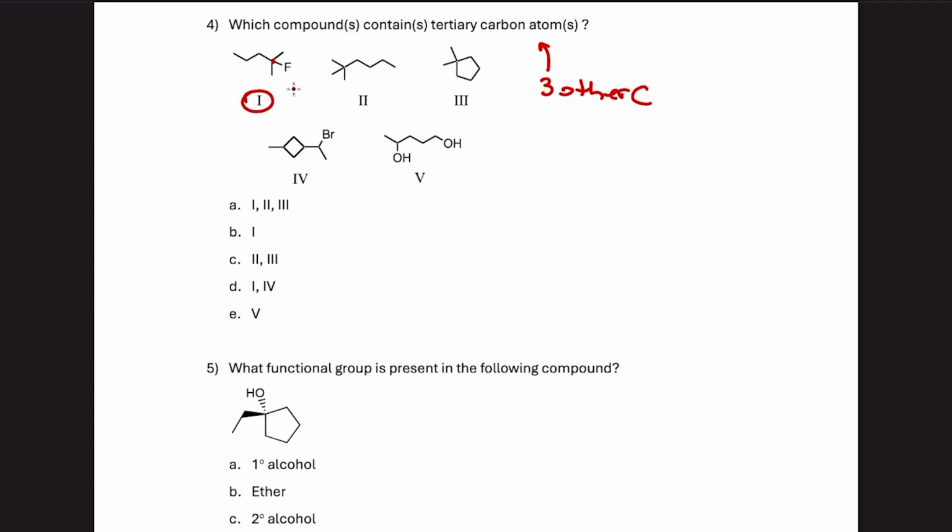Yeah, it's tertiary, right? This works. And so we can eliminate C and E because they don't contain answer choice 1. We know 1 is definitely going to be part of the answer. It might be the only answer, might be not the only answer.